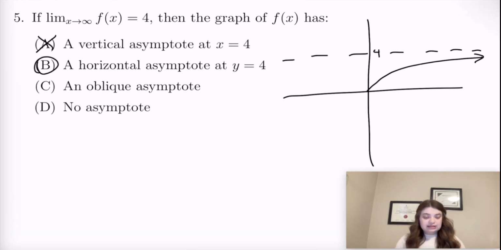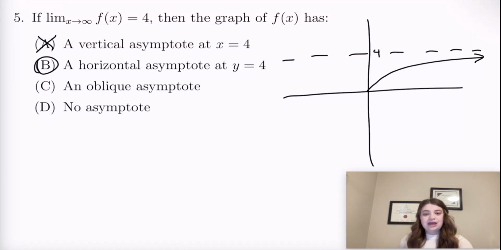The next one is an oblique asymptote. So that's where we have a slanted asymptote, or an asymptote that isn't a strictly horizontal or strictly vertical line. And that's only going to occur when the function approaches a non-horizontal line. And that's going to require the degree of the numerator to be exactly 1 higher than the degree of the denominator in that particular situation. And then part D says there's no asymptote. And so that isn't going to work.